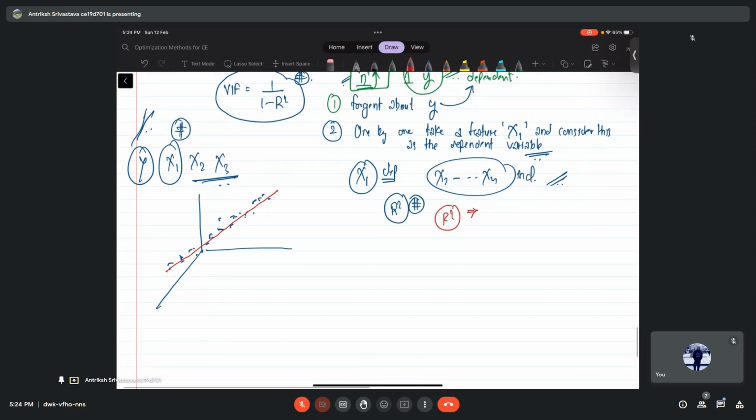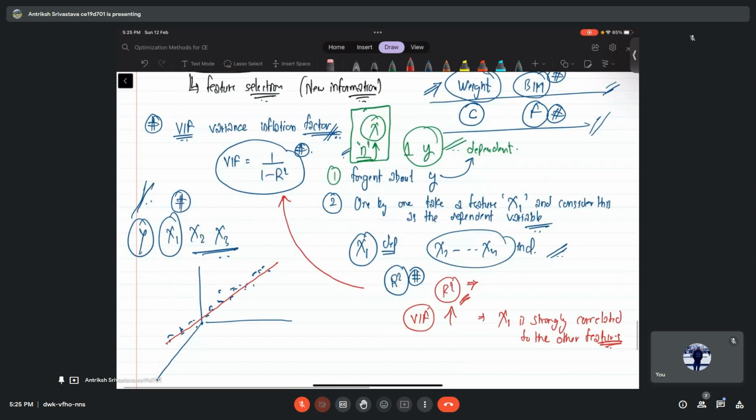So if the r square is high, that means the VIF is going to be high, and that means x1 is strongly correlated to the other independent data, or let's not call them independent yet, other features. And if that is the case, then you remove x1 from your analysis.